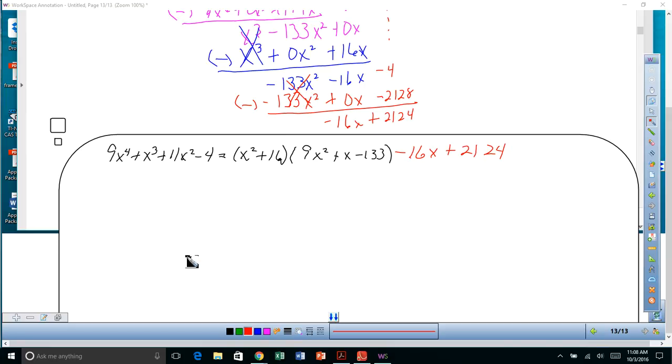All right. So now it's time to do the check. So we're going to start off with x squared. x squared times 9x squared is 9x to the fourth. x squared times x is plus x cubed. x squared times minus 133 is minus 133x squared. Now let's do the 16. 16 times 9. I feel like I've already done that.